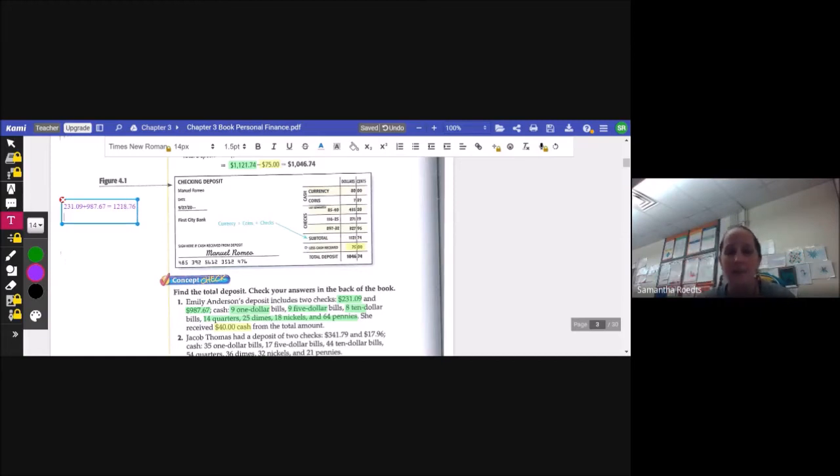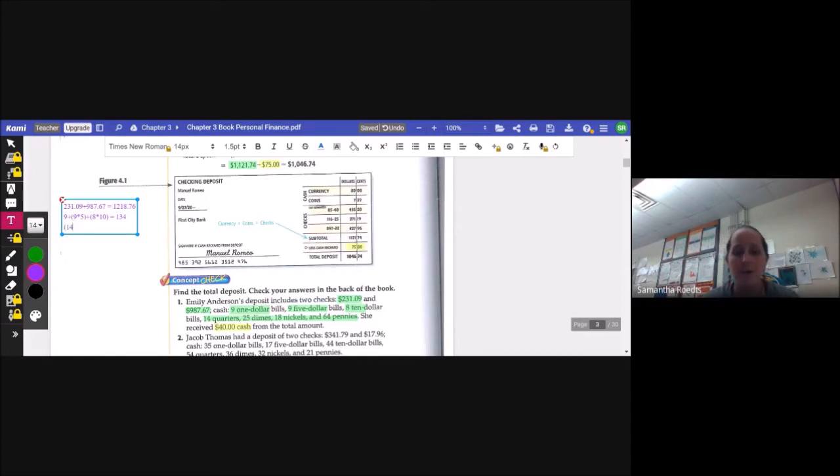$1,218.76. And then I'm going to do my 9 $1 bills, so 9, plus 9 $5 bills, so it's 9 times 5, plus 8 $10 bills. Okay, so when I add all that together, 9 plus 45 plus 80 is 134. And I'm going to do my coins.